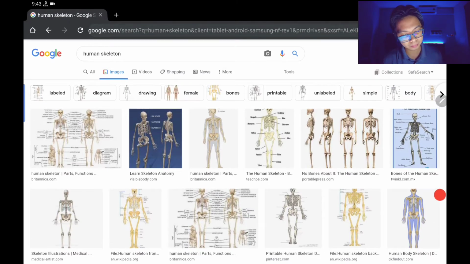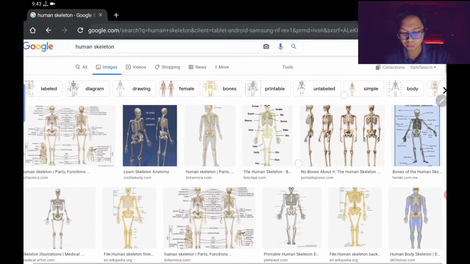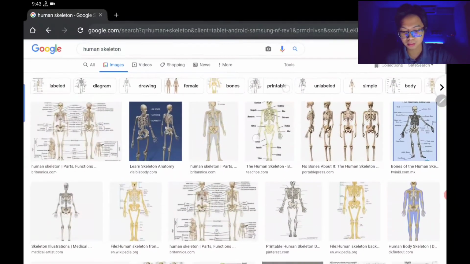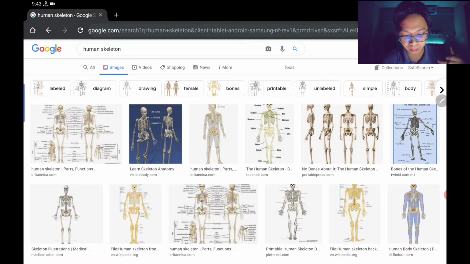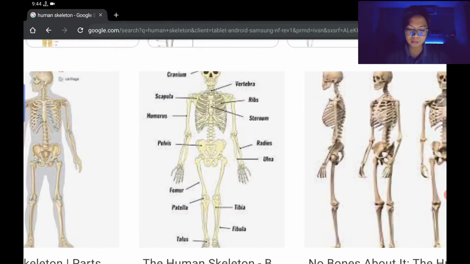Tengkorak. This is our skeleton. Don't be scared. Jangan takut. This is us. This is both you and I. Kita sama-sama ada tulang. And each of our bone has their own specific name.